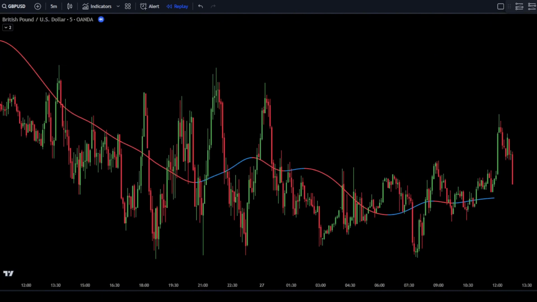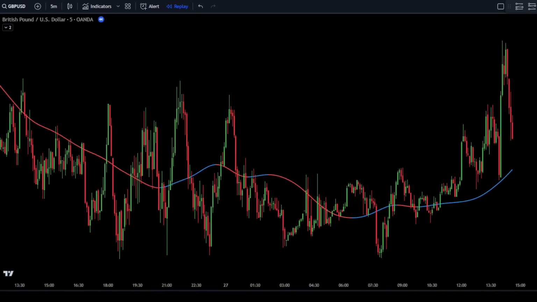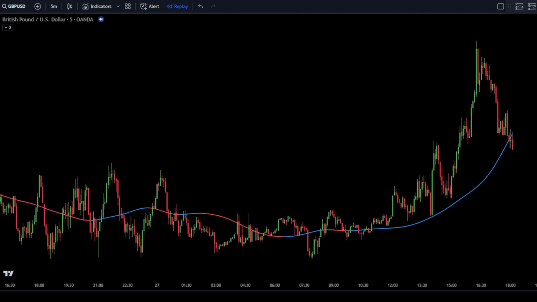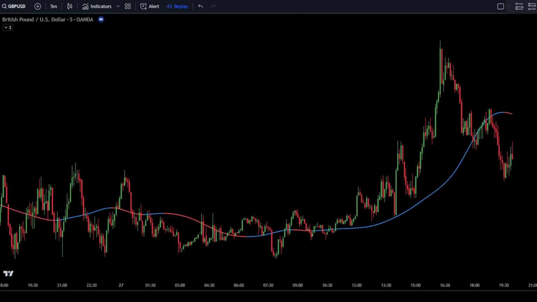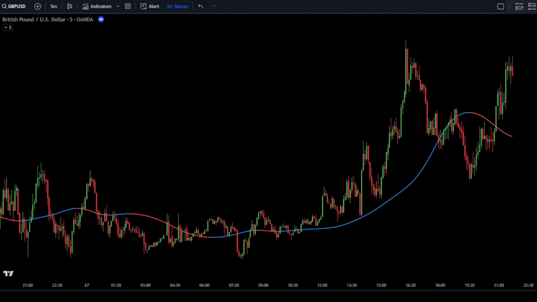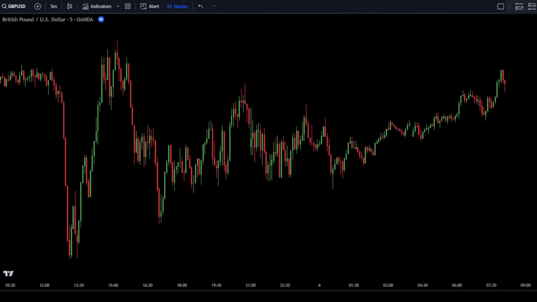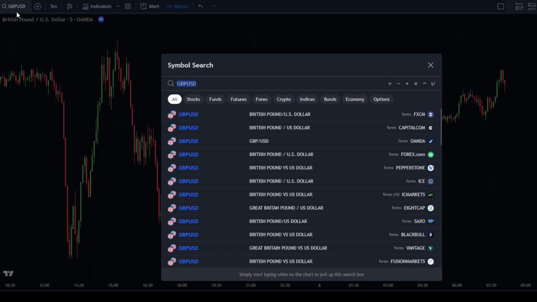Let's get started. For the backtest results that we have done, we will place them at the end of this video because now we will first discuss how to use this scalping strategy. To use this scalping strategy, you can go to Tradingview. We will demonstrate how to use this scalping strategy on the GBP/USD pair, so set the pair to GBP/USD.